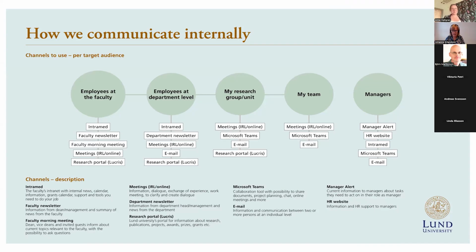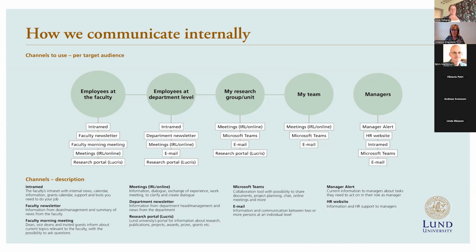And to make it easy to keep track of how you can get your internal information, we have put together this overview image of how we communicate internally. So here you can see the channels that we use on different levels in the organization. So for instance, on faculty level, the most important channels to keep track of are Intramed, the faculty newsletter, the morning meeting, and the research portal and other general meetings, and so on.